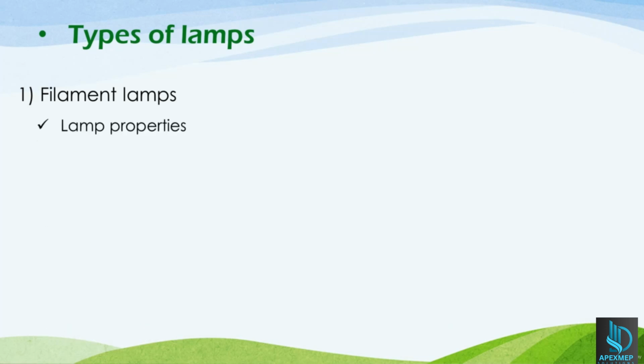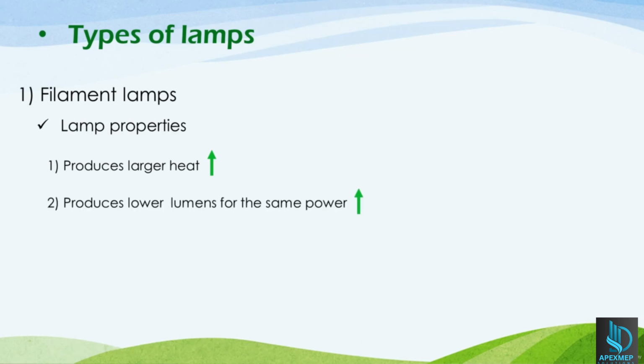But we need now to talk about the lamp properties itself. So what are the properties of the filament lamps as a whole? Here, the first property is that the lamp produces a larger amount of heat out of it. As we mentioned, the filament temperature increases highly. But this is a big disadvantage of the lamp, as when it produces a larger heat, this means that a larger amount of electric power is converted to heat. And for that, the second property is that the lumens out of that lamp is low compared to the electric power that it consumes. So it produces a lower value of lumens.